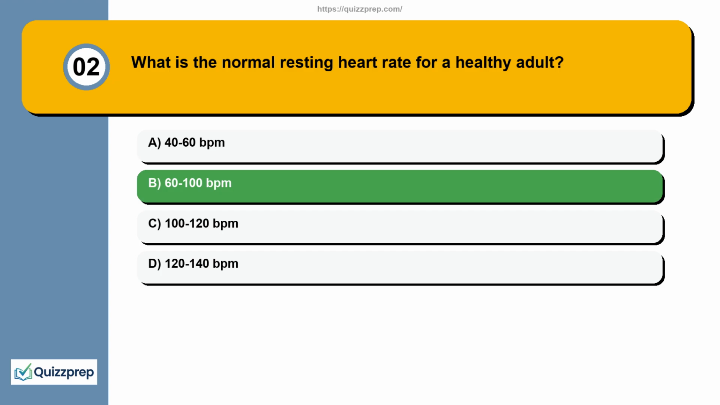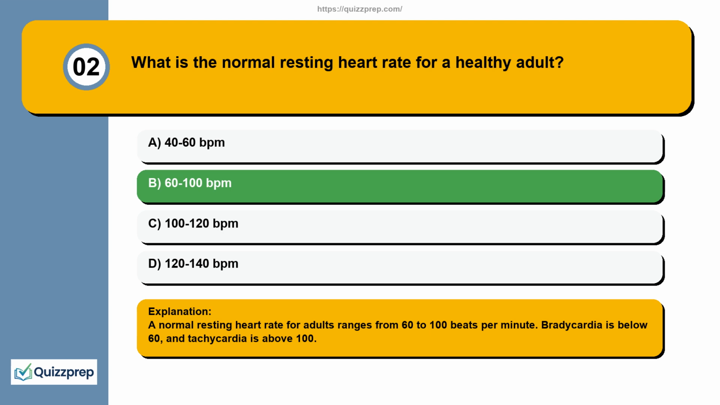60 to 100 bpm. Explanation. A normal resting heart rate for adults ranges from 60 to 100 beats per minute. Bradycardia is below 60, and tachycardia is above 100.